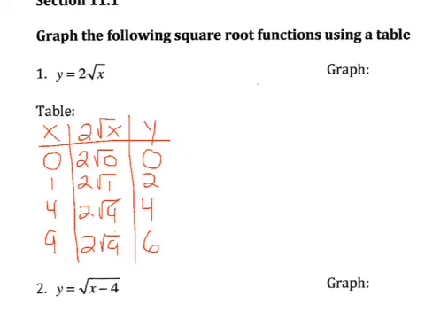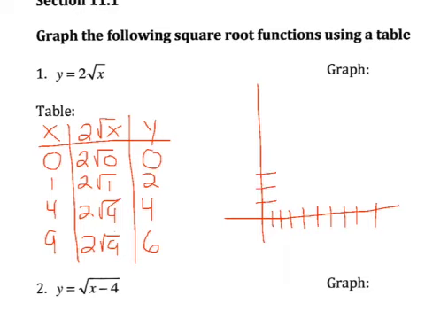When we graph it, we want to put 1 through 9 on the x-axis and up to 6 on the y. We have our first point at 0, 0, our second point at 1, 2, our next point at 4, 4, and our last point at 9, 6. Remember that when you graph a square root function, it is curvy and we only have one arrow.